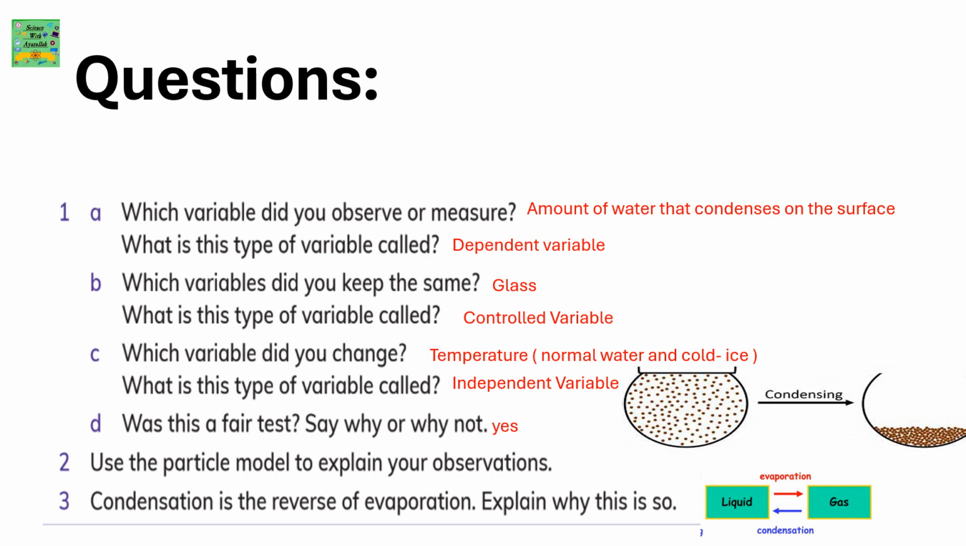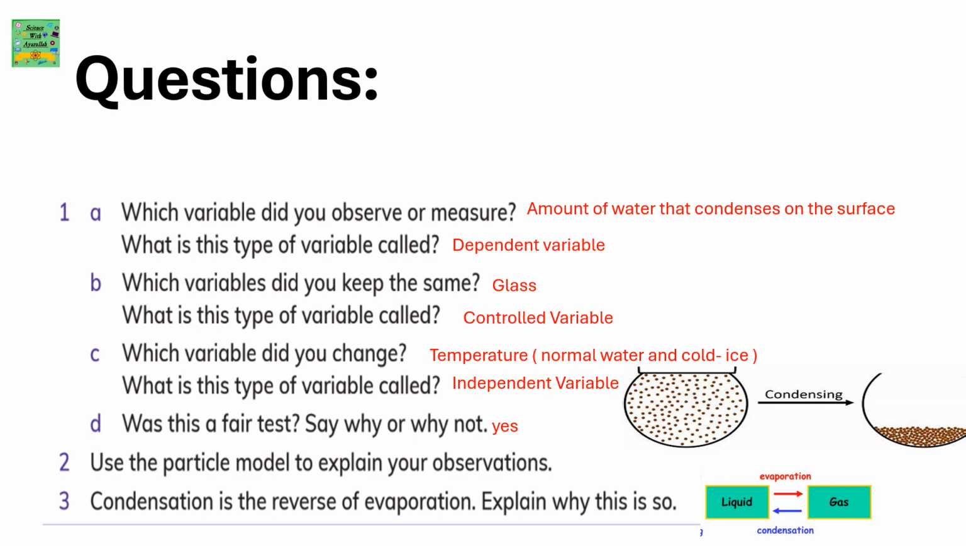The first question is, which variable did you observe or measure? It was the amount of water that condenses on the surface. Now, what type of variable was this? It was a dependent variable. Which variables did you keep the same? It was the glass. So this is called a controlled variable. Which variable did you change? It was the temperature, because we changed the temperature of the water, normal water and cold ice water. What type of variable was this? It was an independent variable.